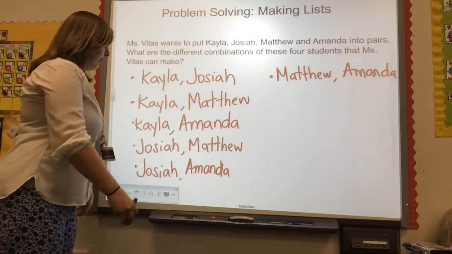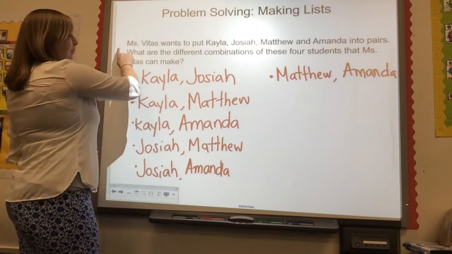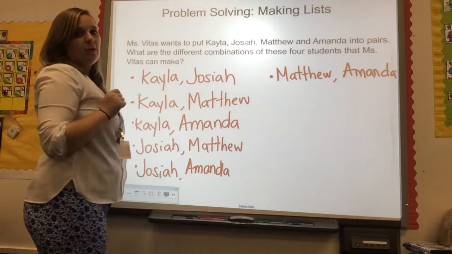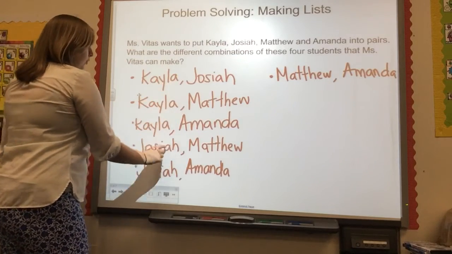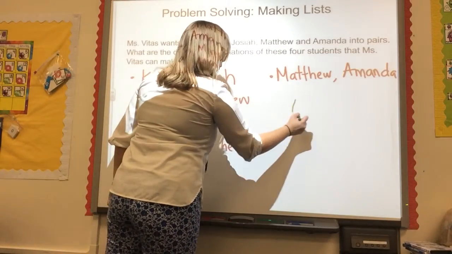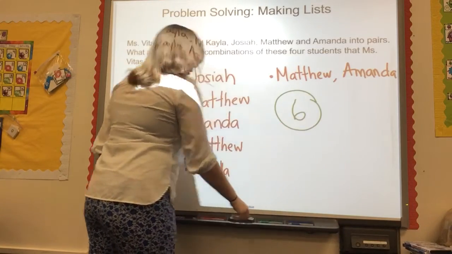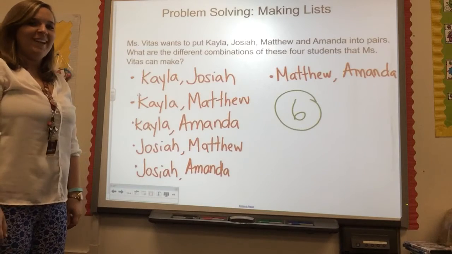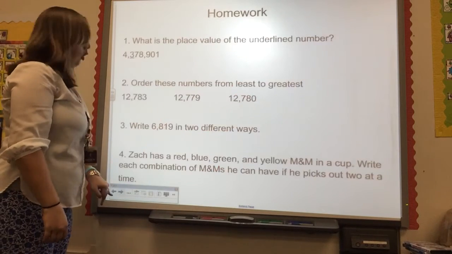So I have all of my pairs up here. If Miss Vitus wanted to put all 4 of those students into pairs, I have 1, 2, 3, 4, 5, 6 different options. Okay? So there's 6 different ways that I could have paired these 4 people up. All right? Now, here's your homework.